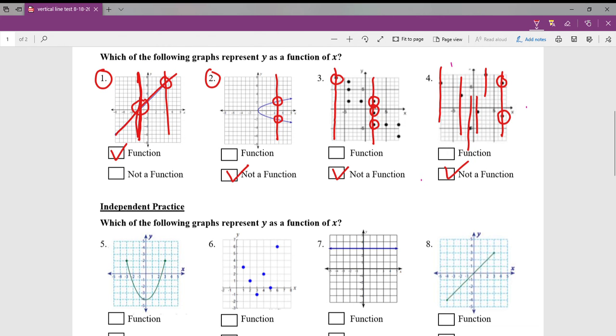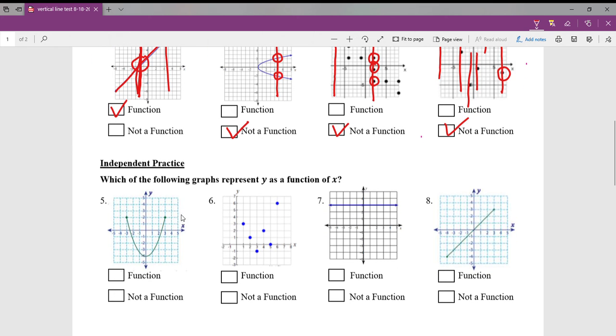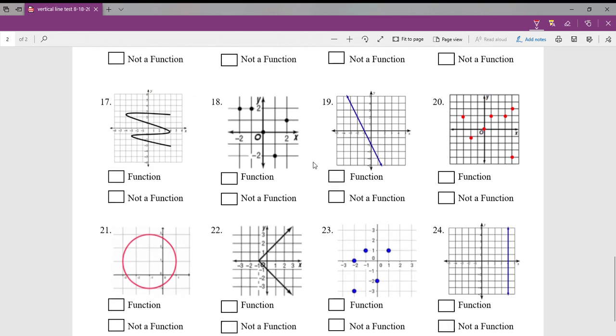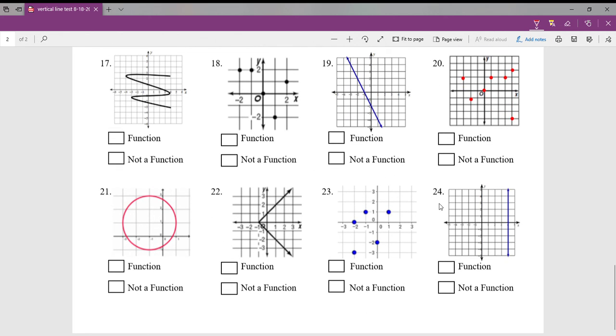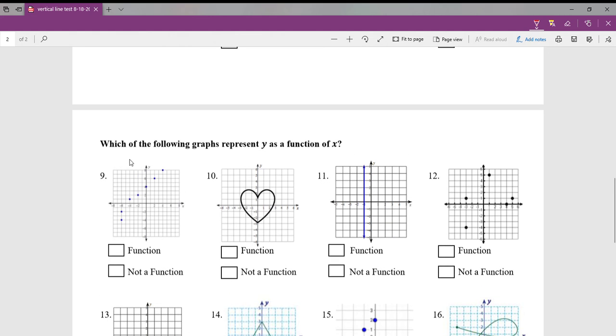So that's all there is for today. Again, drawing a vertical line, hit once, yes, it's a function. Ever hit twice, no, it's not a function. We have some more practice problems right here on the front. Then on the back, it goes all the way to number 24. Again, if you do not have the workbook, you just need to be writing down these numbers on a separate sheet of paper and then just putting yes or no for function or non-function.